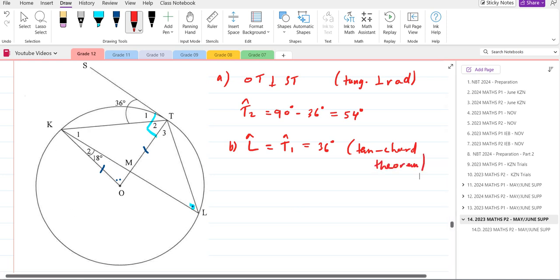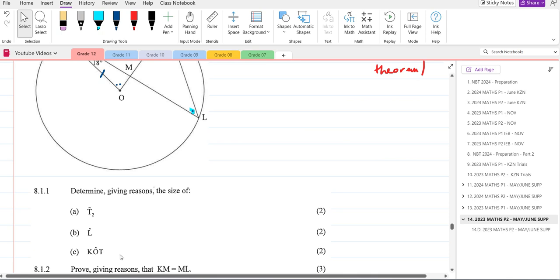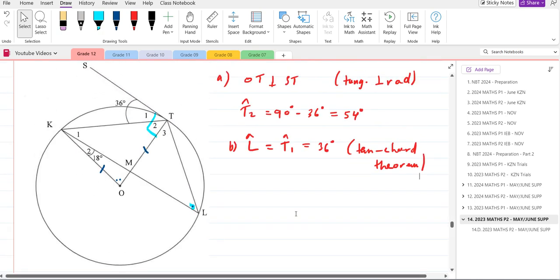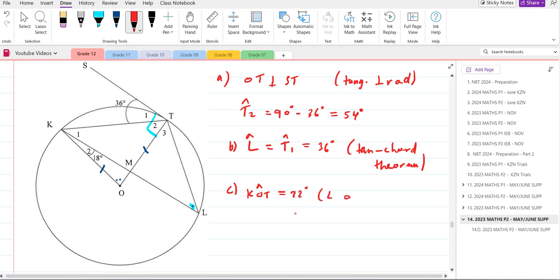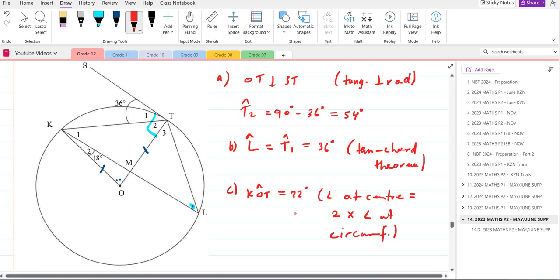Next one, we want to find the size of KOT. KOT, that's twice, right? So it's 36 times 2. So KOT is equal to 72 degrees. Angle at center equals 2 times angle at circumference. Right. So I hope you guys understood that. Just write the word full, circumference.